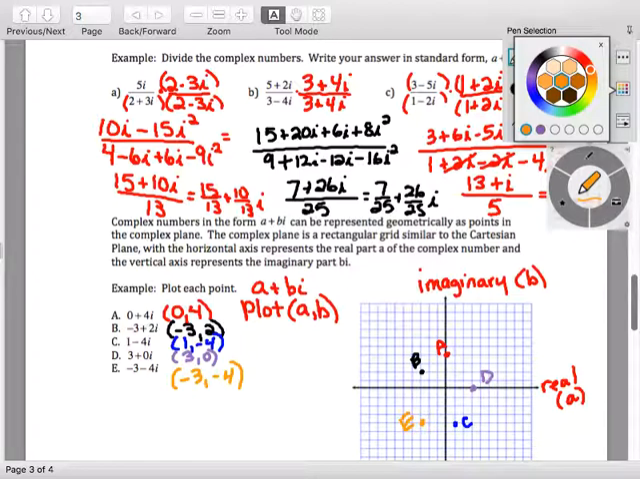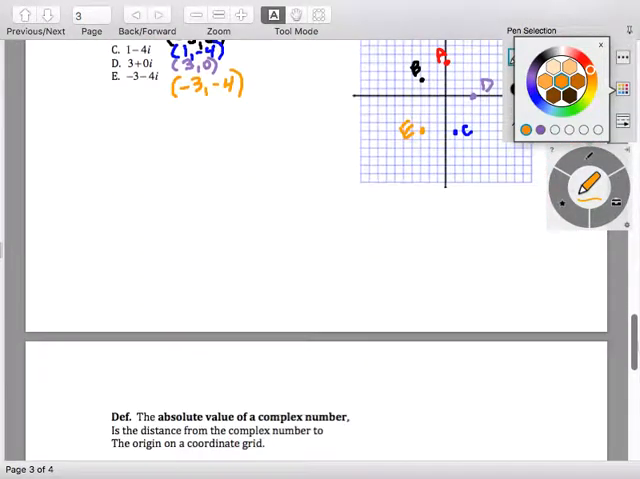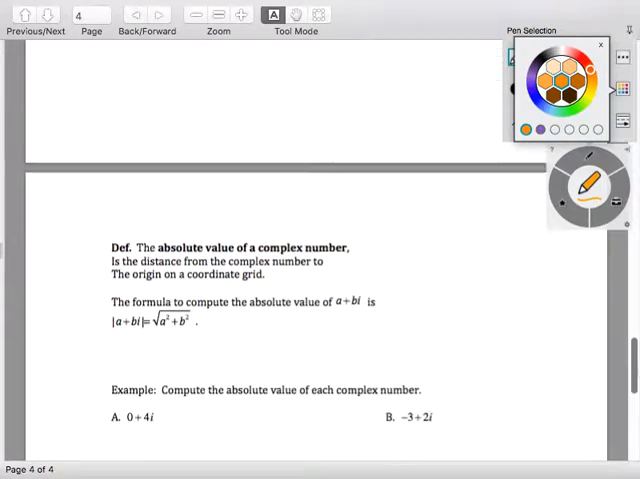So I think yesterday you realized adding, subtracting, multiplying was very simple. Plotting is very simple. All right, when you're ready, flip the page, and we're going to do the last topic. And that is the absolute value.